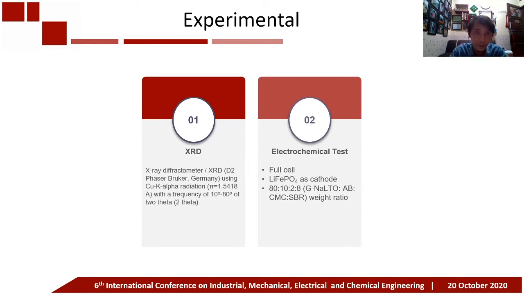And for the configuration of the analysis, for XRD and the electrochemical test: the XRD configuration was from 10 degrees to 80 degrees. For the electrochemical test, we use a full cell with LiFePO4 as the cathode, and the composition that we use is 80% active material, 10% conductive material, and 10% binder, by weight ratio.